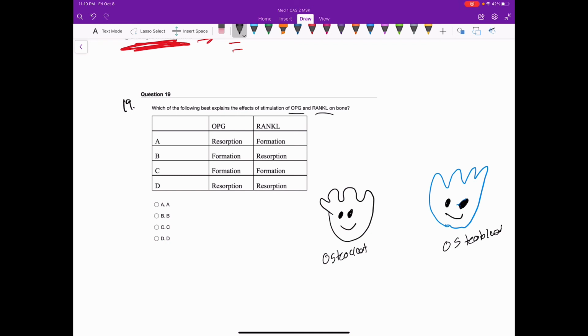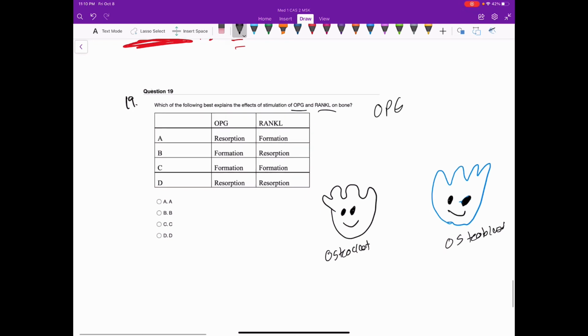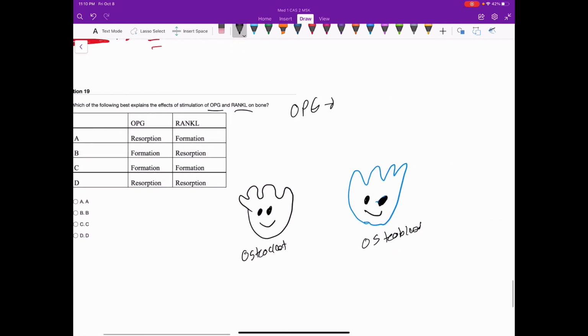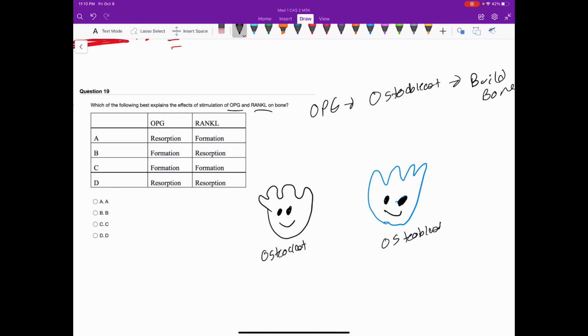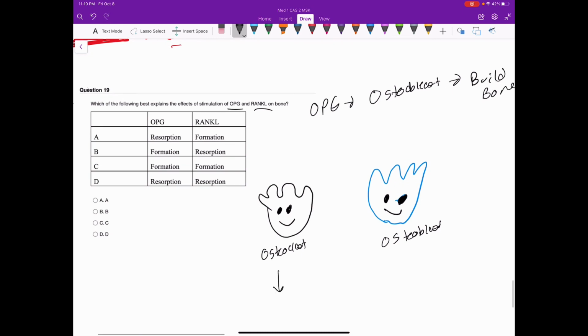Okay, now, osteoprogenitor cells, what do they do? Well, OPGs stimulate something. What do they stimulate? Well, they stimulate osteoblasts. What do osteoblasts do? Well, osteoblasts build bone. So they're building bone. Okay, not bad. What do osteoclasts do? They're going to break down bone. Okay, but now it's talking about OPGs and RANKLs. What in the world are these things?